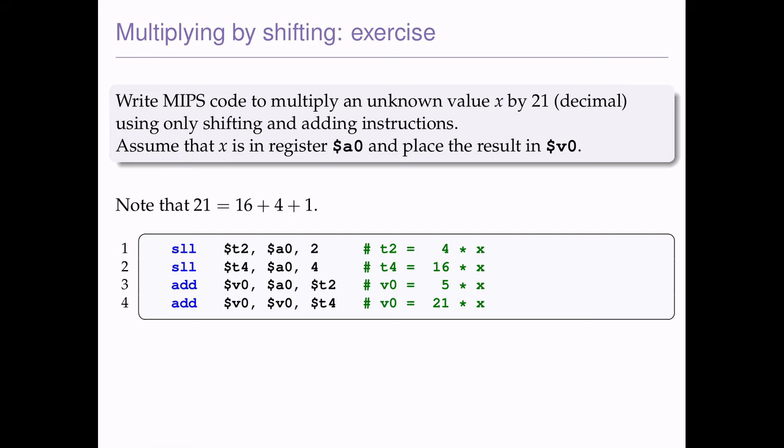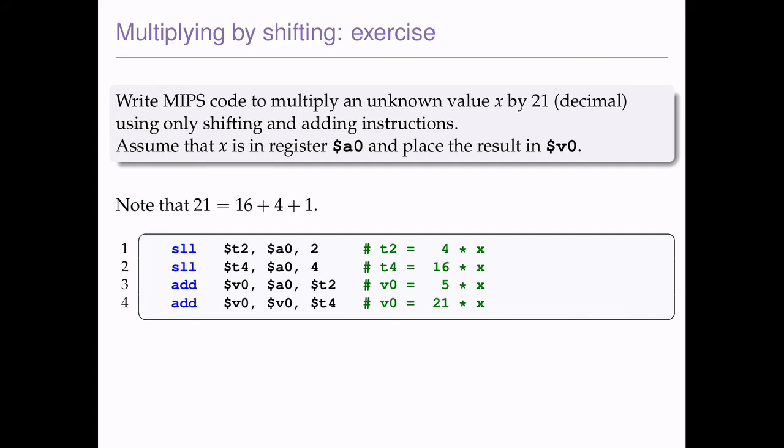So we have 16 times x and we have 4 times x, and then if we add into V0 the value of A0 and T2, that will get us 1 times x plus 4 times x, which is of course 5 times x. So we're just splitting this up step by step to make it a little bit more manageable, and then we add into V0 the value of 16 times x, which takes us to the 21 times x. So hopefully this helps you understand this process as we go through it.